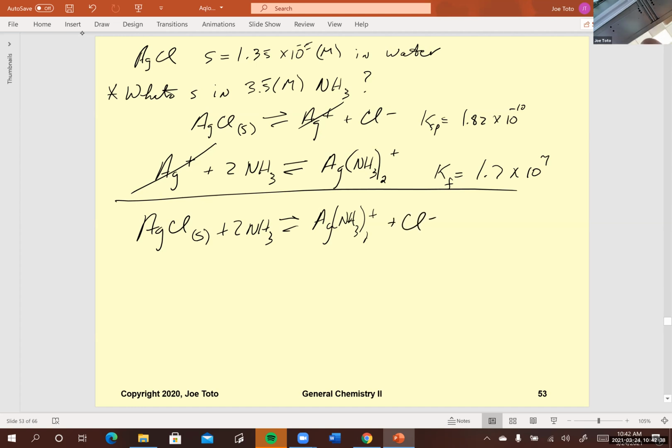And I know what the new constant is here. Does anybody know how I find the constant for that reaction? Okay, you have to review some of the things that we talked about. When you add up two reactions to get a third, you multiply them. So the K for this is Ksp times Kf.